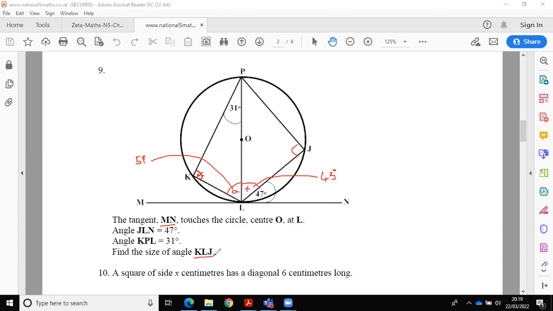Okay, so what are they looking for? They're looking for angle KLJ. So starting at K, your angle is the one in the middle, L. Okay, so that's the angle here to J. So your start, middle, finish. So they're looking for that total angle. So they're looking for our 59 plus our 43. Okay, so 59 plus 43 is 102. So that angle would be 102 degrees.